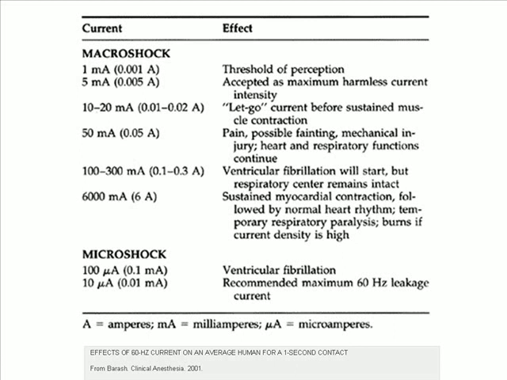But above 100 milliamps of macro current, ventricular fibrillation can start. And it says here that respiratory center remains intact. But I assure you that respiration will cease shortly after ventricular fibrillation sets in.